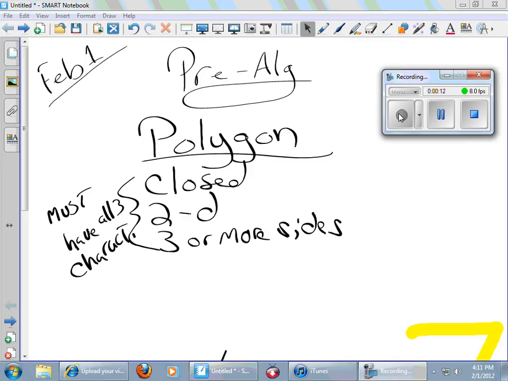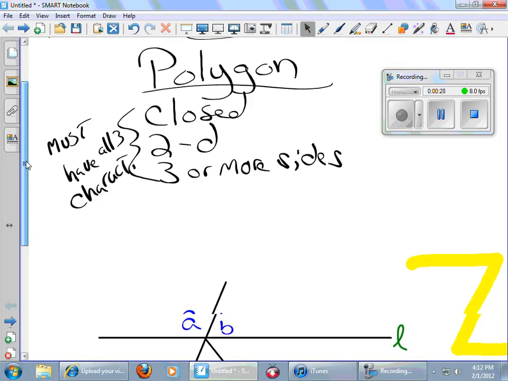First of all, let's review what a polygon is. A polygon is a closed, two-dimensional figure having three or more sides. You must have all three of those characteristics to be a polygon. Make sure it's closed, make sure it's only 2D, and make sure it has three or more sides.